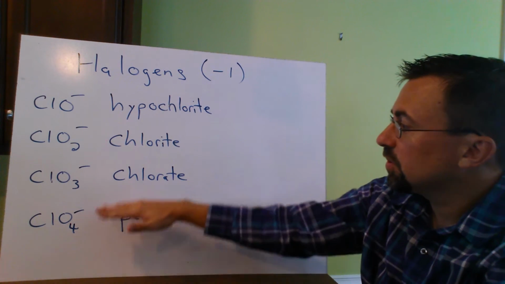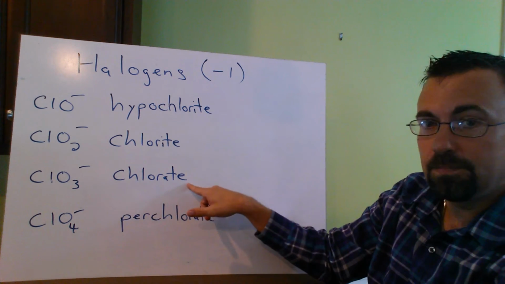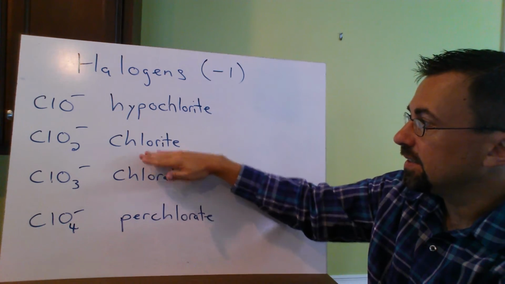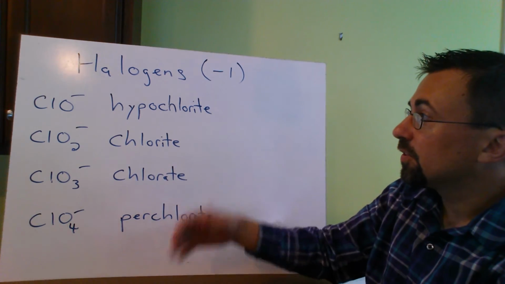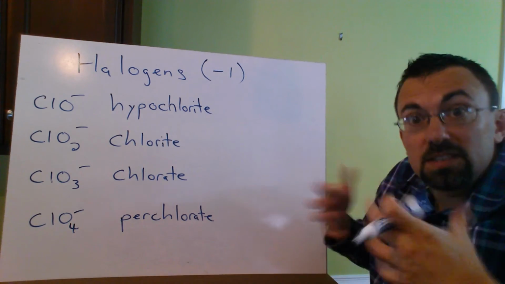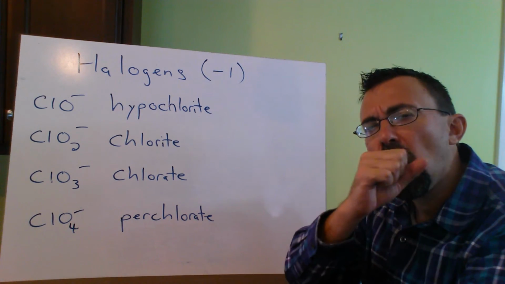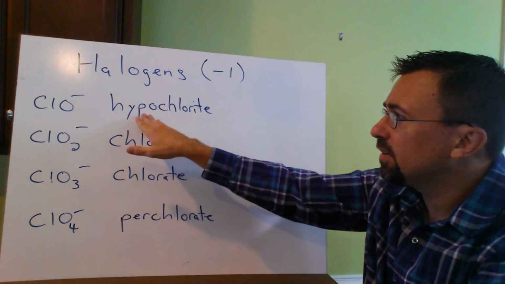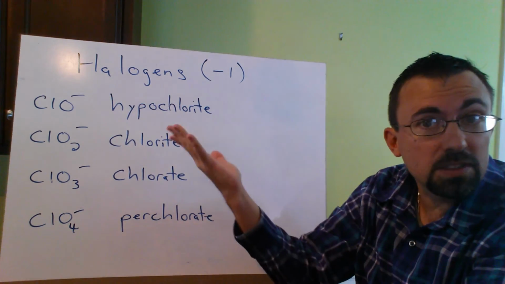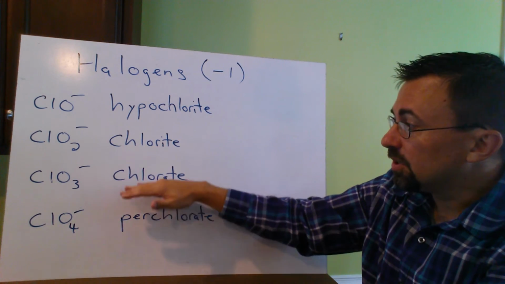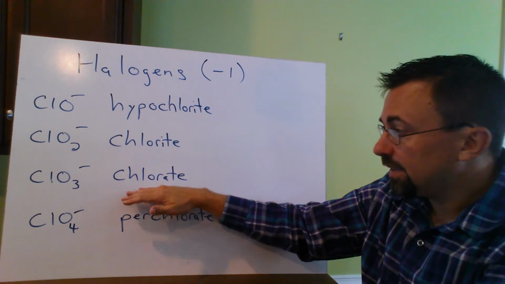So normally the one with the most oxygens, we end with an ATE. But since there's more than 2 options, we can't just do ATE and ITE. We gotta go further. So hyper means like lots of activity. Hypo means low energy, so low amounts of oxygen. So the least amount we can have is 1. Then we go into our normal ite ending. Then we go into our normal ate ending.